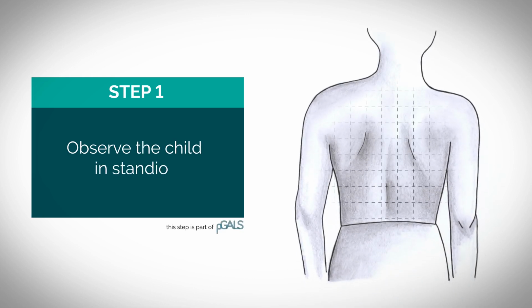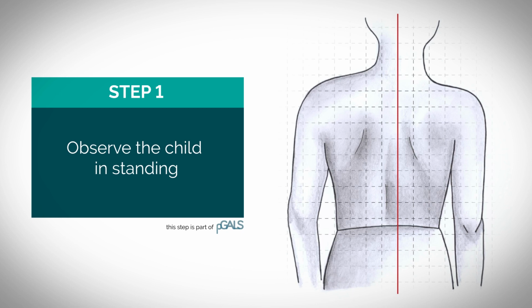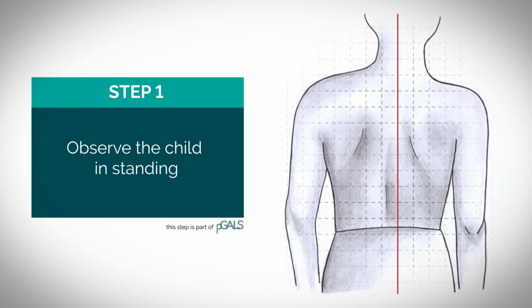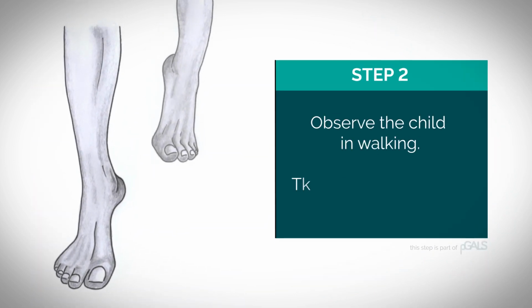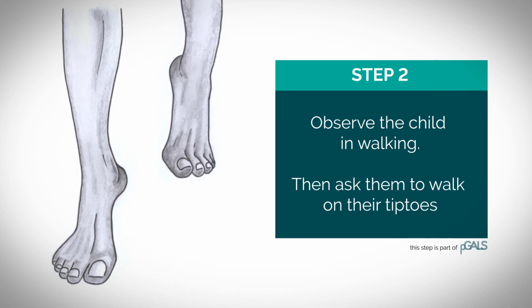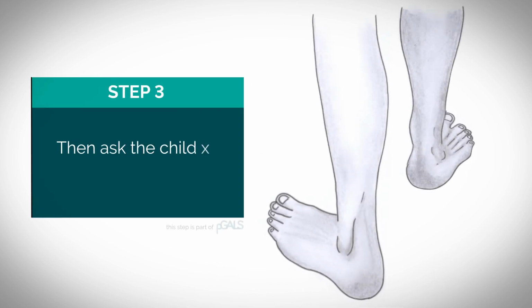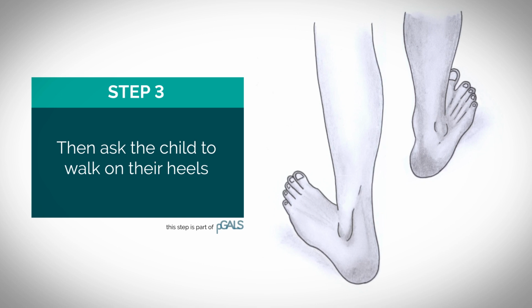Observe the child in standing from top to toe. Note any asymmetry, swelling, deformities, rashes, altered foot position, and also look at the alignment of the spine. Ask the child to walk, then walk on their heels and on their tiptoes. Look at the child for any difficulties due to swelling, reduced range of movement, poor muscle strength, or poor coordination.